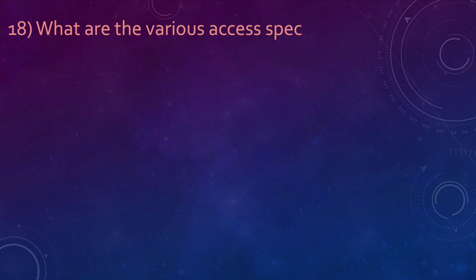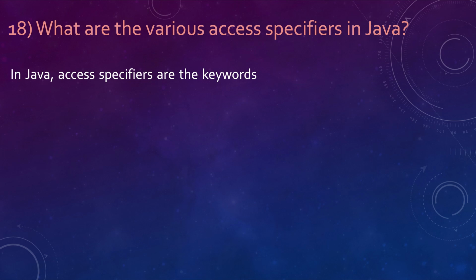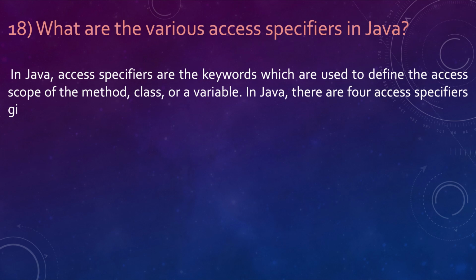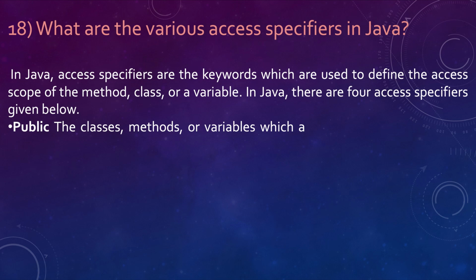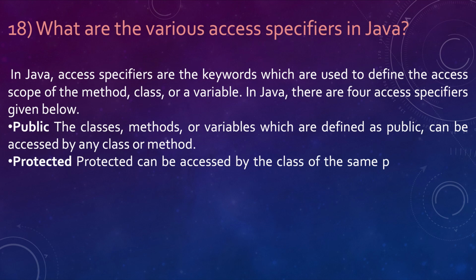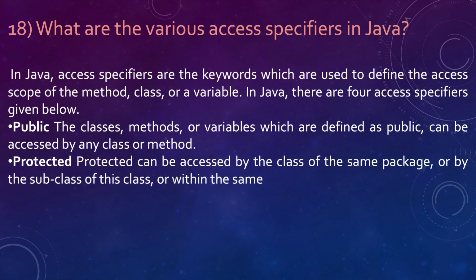What are the various access specifiers in Java? In Java, access specifiers are the keywords which are used to define the access scope of the method, class, or a variable. In Java, there are 4 access specifiers given below. Public, the classes, methods, or variables which are defined as public can be accessed by any class or method. Protected can be accessed by the class of the same package or by the subclass of this class or within the same class.